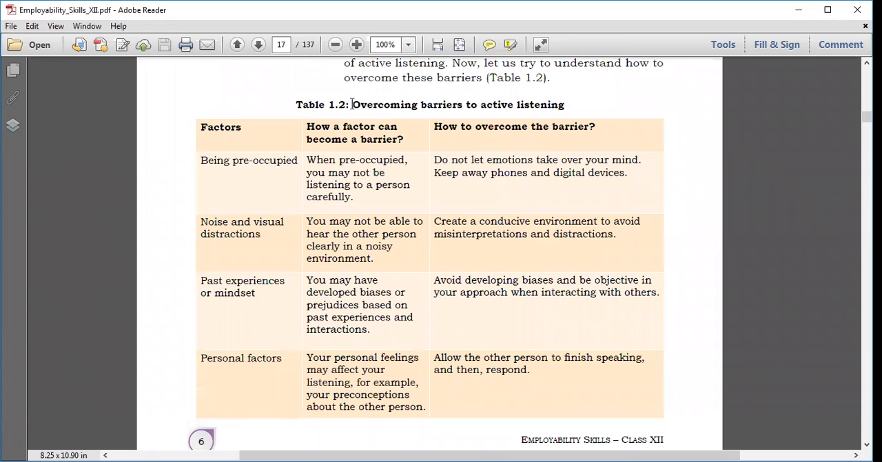Okay, now this part is overcoming barriers to active listening. Barriers are hindrances, रुकावटें. So how can you handle certain barriers while active listening? The preoccupied factor is that being preoccupied, you may not be listening to a person carefully. If you are busy with some work, if you're doing something, and at that time a person comes and communicates to you, then if you're already busy, you will not be able to get the message from that person.